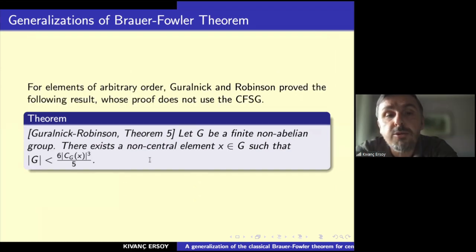And in contrast to other results, they prove another result without using the classification of finite simple groups. If G is a finite non-abelian group, then there is a non-central element x such that the order of G is less than 6 times the order of C_G(x) cubed over 5. Before that, Hartley's results and the first result of Granick and Robinson used the classification of finite simple groups, but this one does not use it.